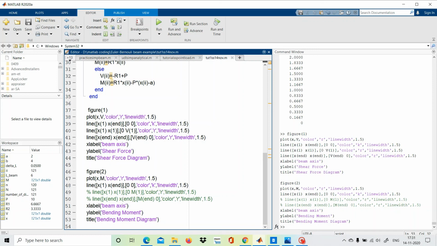So here we complete this video, and in the next video we will show the bending moment and shear force diagram for a simply supported beam carrying a UDL load.